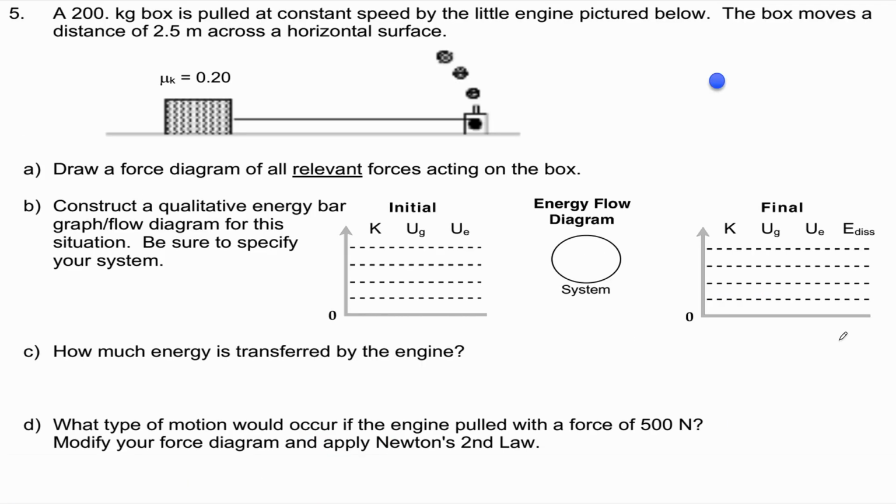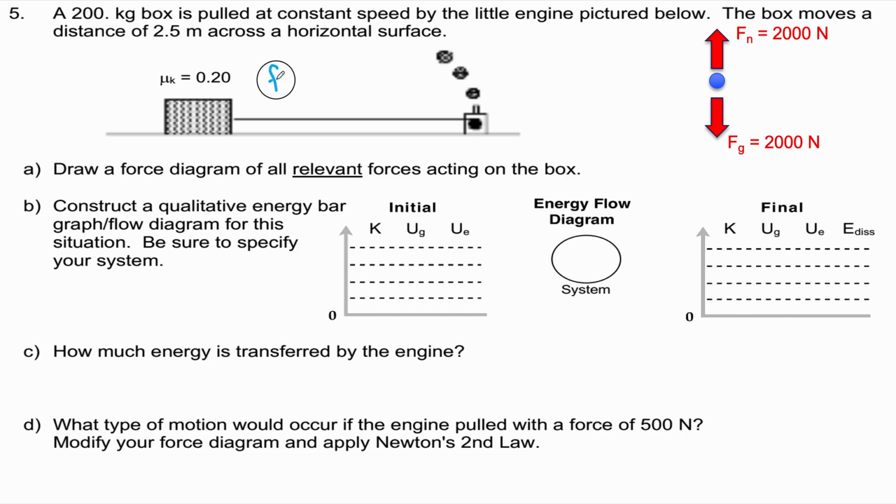And now finally, take a look at the number 5. A 200 kilogram box is pulled at constant speed, that's important, by the little engine pictured below. The box moves a distance of that across the level horizontal surface. Draw a force diagram of all the relevant forces acting on the box. Well, it's a 200 kilogram box, so there'll be 2,000 newtons of force of gravity. So now we know the normal force is 2,000.